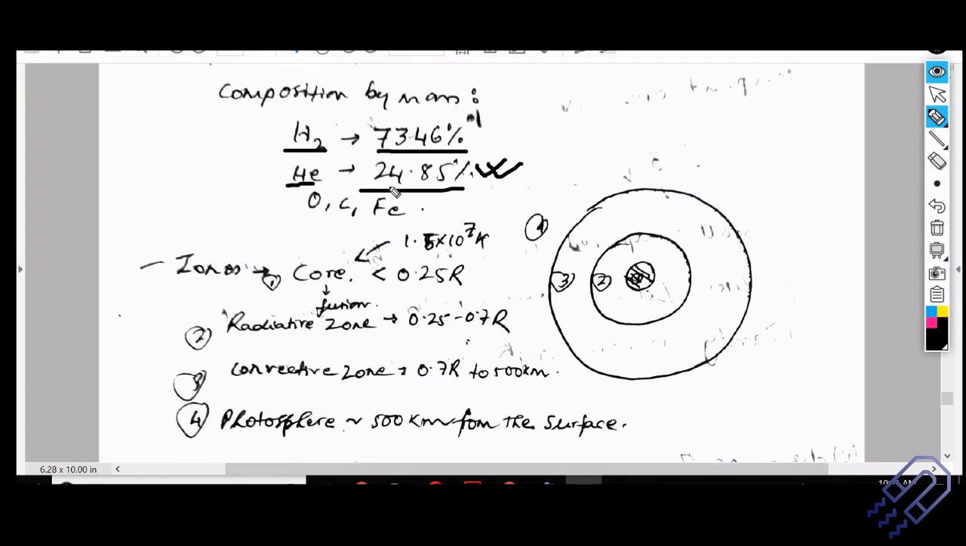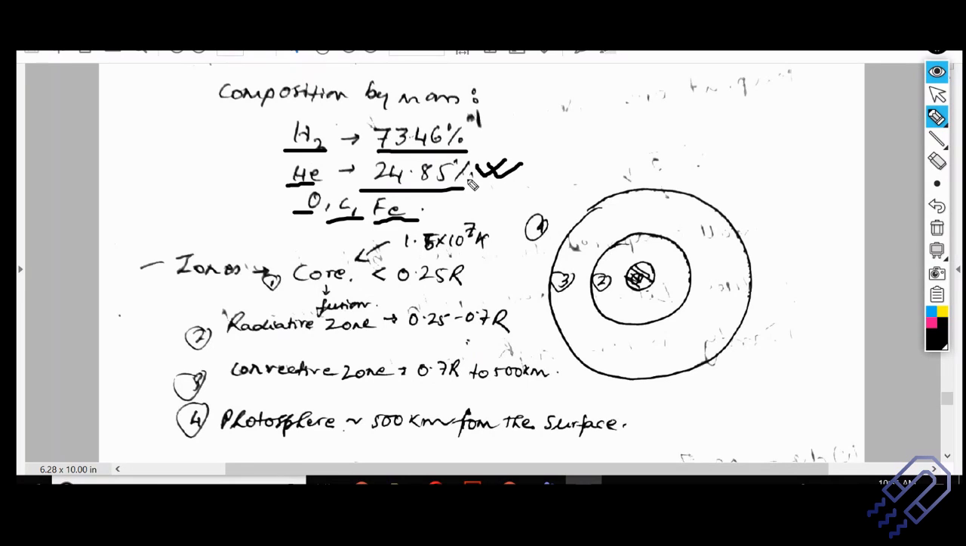But these are not the only two elements that are present. There can be oxygen, there can be carbon, there is even iron. And in intermediate reactions, you do have beryllium, you do have lithium. But the amount that is present is very, very less.